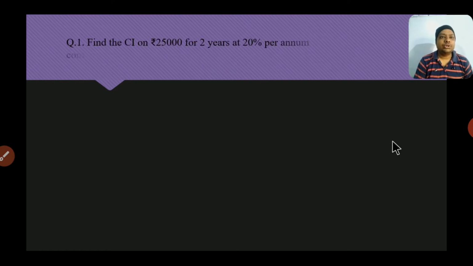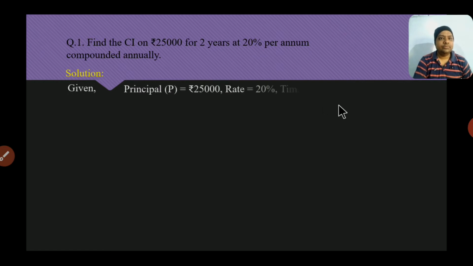Now, let's see the question here. The first question is: find the CI, compound interest, on rupees 25,000 for 2 years at 20% per annum compounded annually. Everything is given here. Rupees 25,000 is the principal, 2 years is the time, 20% is the rate. So at first we will write what is given. Done?